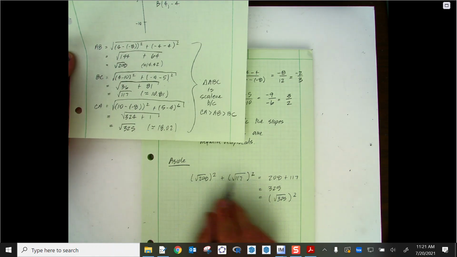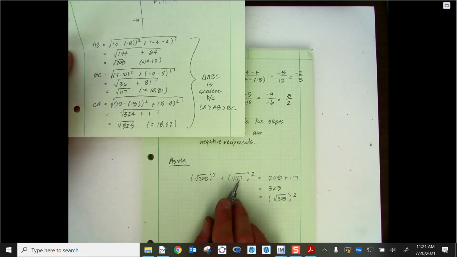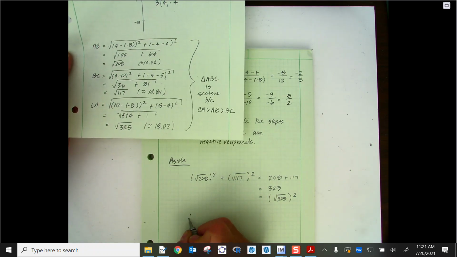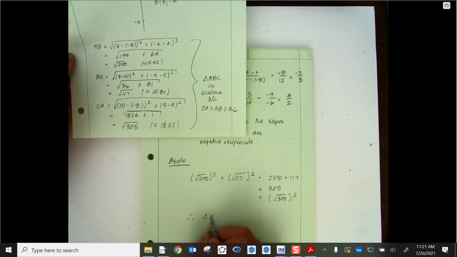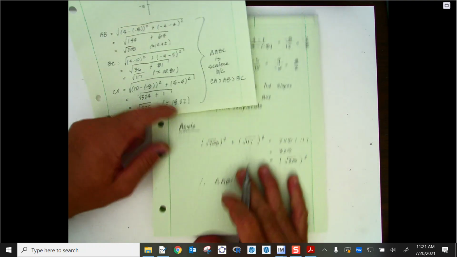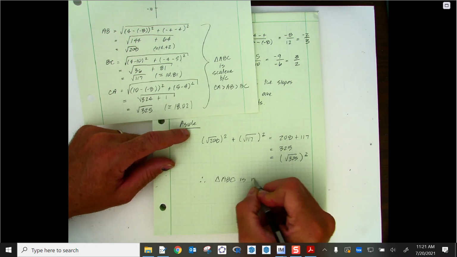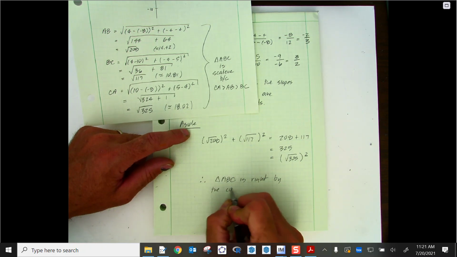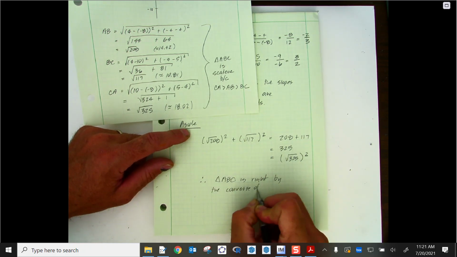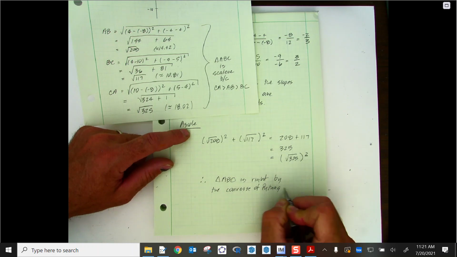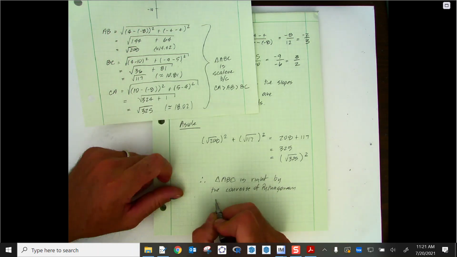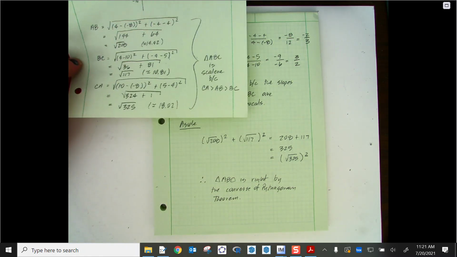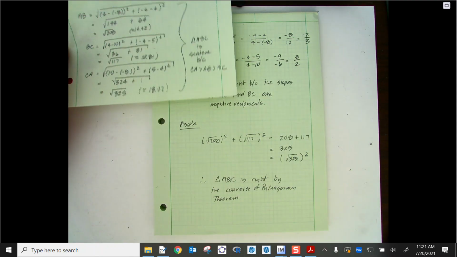So indeed a squared plus b squared, these are the lengths, right? The length of a side, length of a side. Since they work in the Pythagorean theorem, therefore triangle ABC is right by the converse of the Pythagorean theorem. I hope that makes sense. Just a different way we could have done that without having to calculate slope up here.